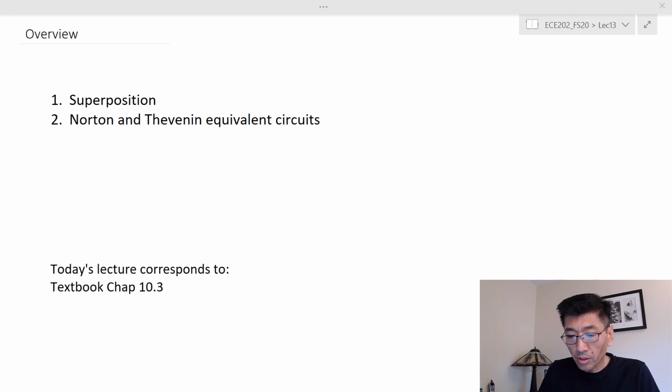And so today we're going to cover two topics. One is superposition, and the second one is Thevenin and Norton equivalent circuits. And these theorems have been covered in the past, right? In 201, in the resistor network and also in the phasors. So I'm not going to go into details about the theorems themselves.